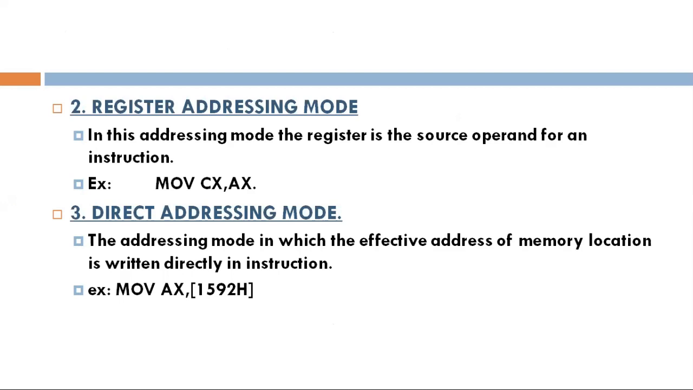Third one, direct addressing mode. The addressing mode in which the effective address of the memory location is written directly in an instruction. MOV AX, 1592. Here 1592 is the effective address which we are representing in the instruction. So if you execute this instruction, whatever value 1592 is holding, we are putting into the AX register.